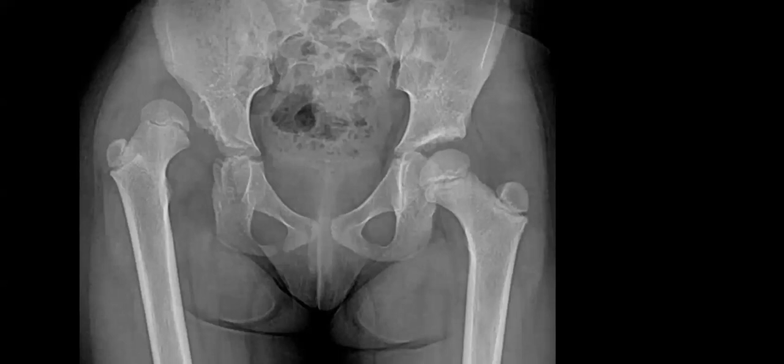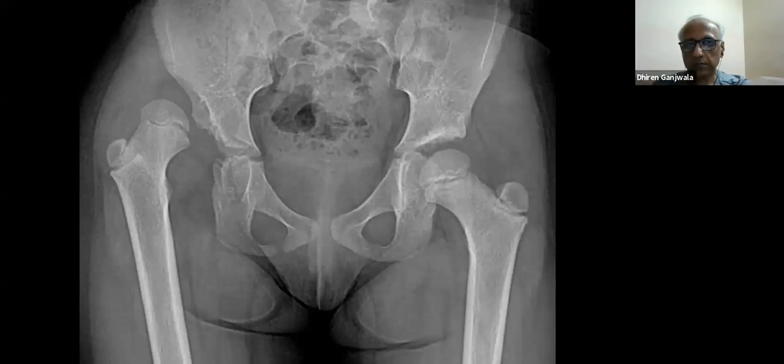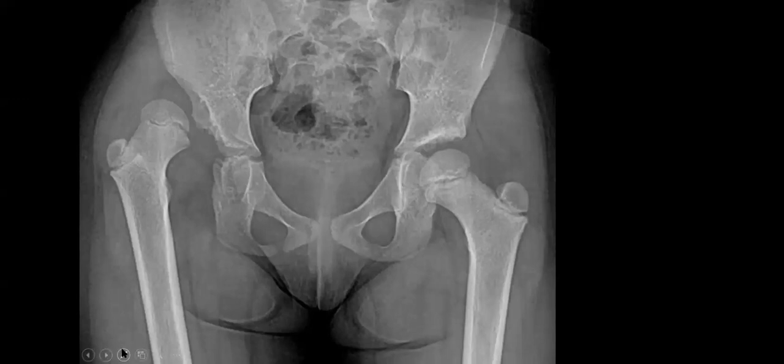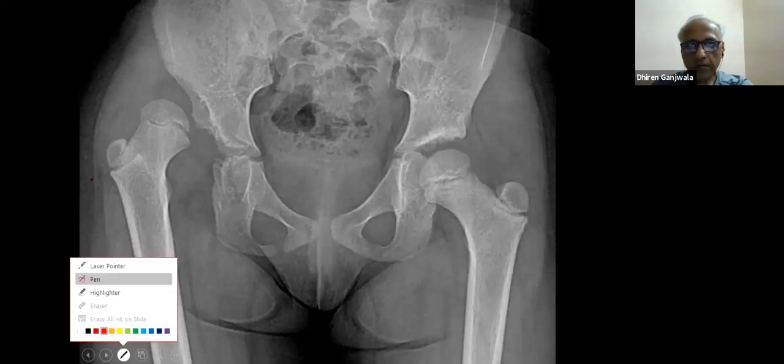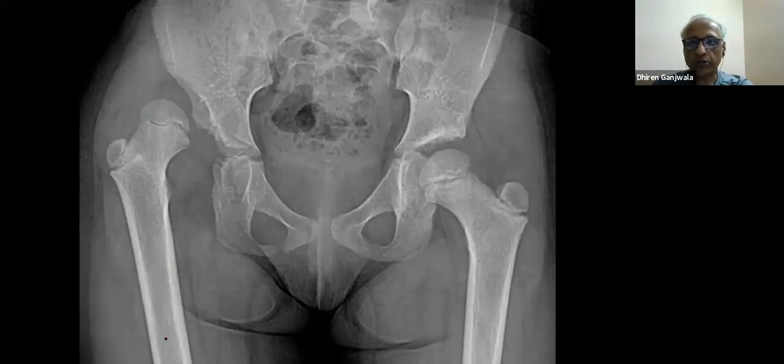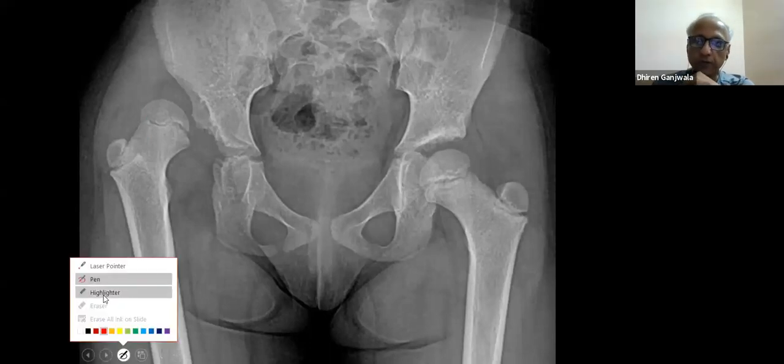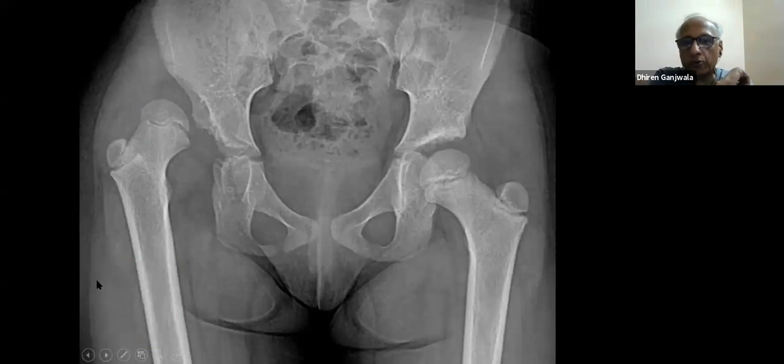I think that adductor might be tight, sir. Yes, in most of the cases, such high riding DDH, adductors are always tight. The reason is that the femoral head has already gone up, so it's going to be short. Yes, so adductor tenotomy is one of the components of treatment, whether you go for a closed reduction or an open reduction.